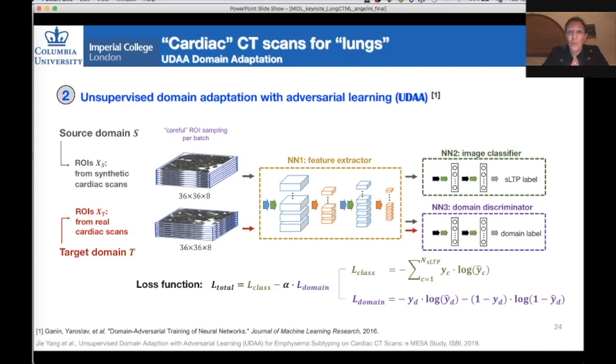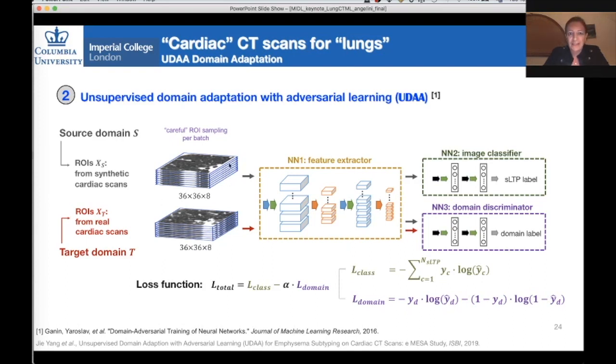All right, so once we had this segmentation tool, we were ready to do domain adaptation, what we call unsupervised domain adaptation with adversarial learning, UDA. The idea here is that we work with two domains, a source domain and a target domain. The source domain is those synthetic cardiac scans that we generated by just downsampling the full lung CT scan, and the target domain is all the real cardiac CT scans that we had.